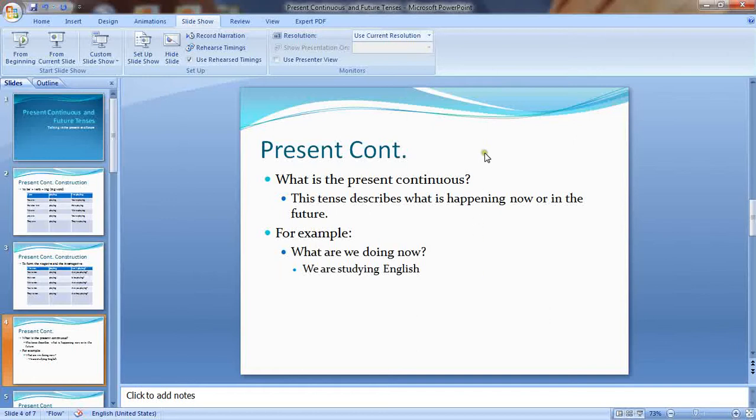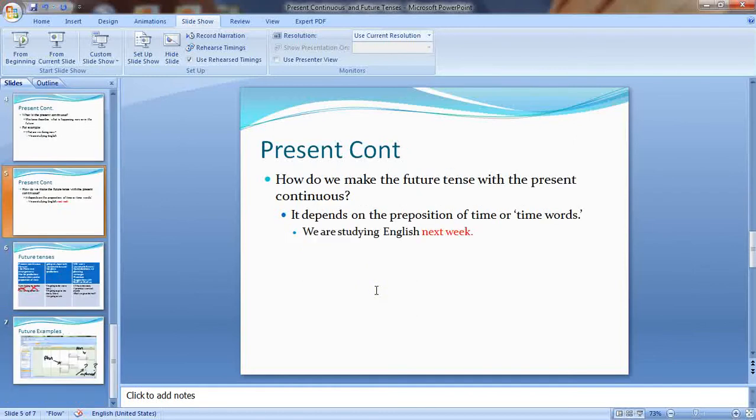What is the present continuous? This tense describes what is happening now or in the future. But remember this example? We are studying English. What are we doing now? We are studying English. Okay, so if I leave it like that, it's describing now. The future. How do we make the future tense with the present continuous? It depends on the preposition of time or time words. So that same example, we are studying English next week. Now it's in the future.